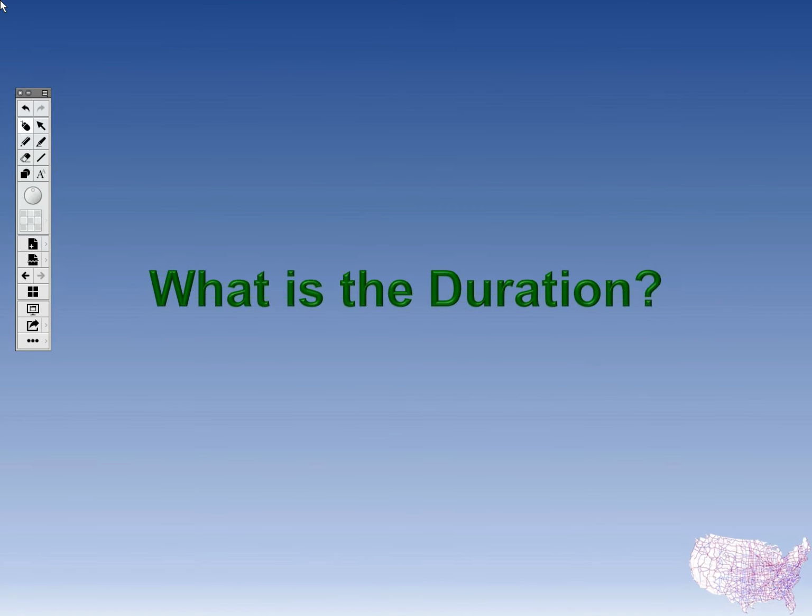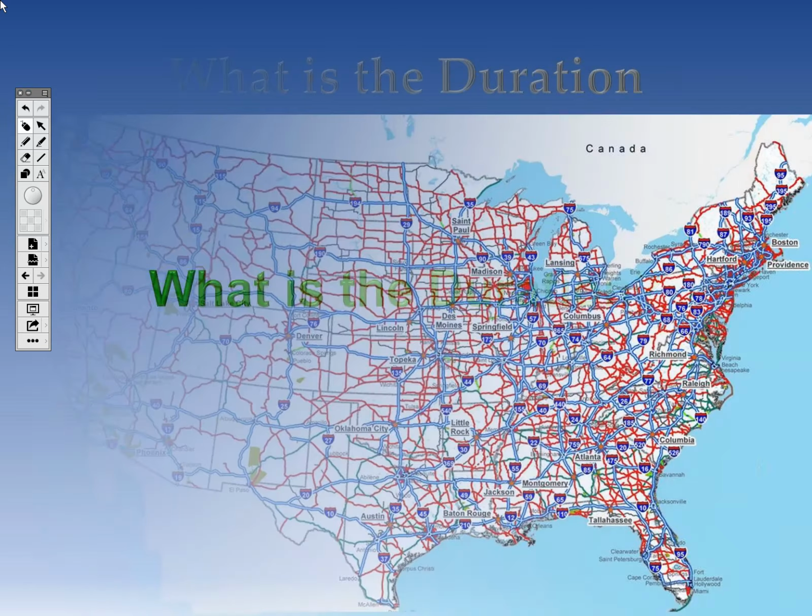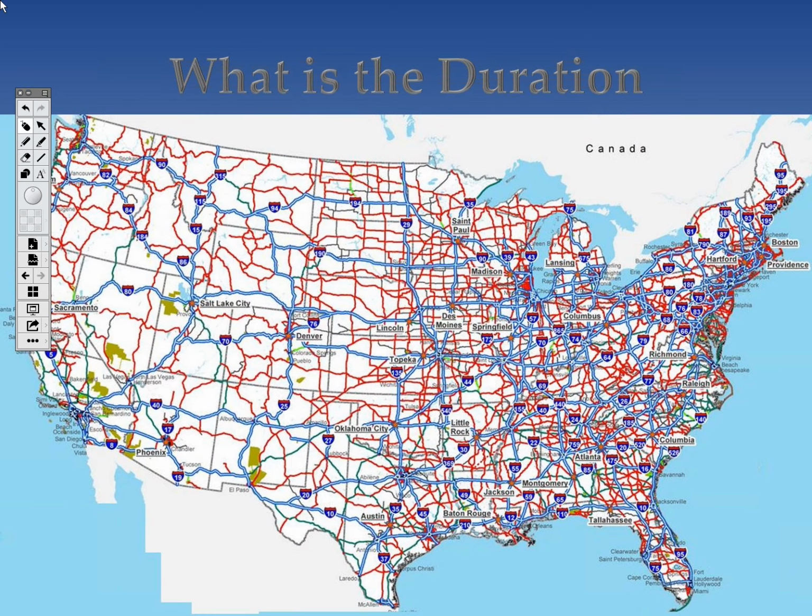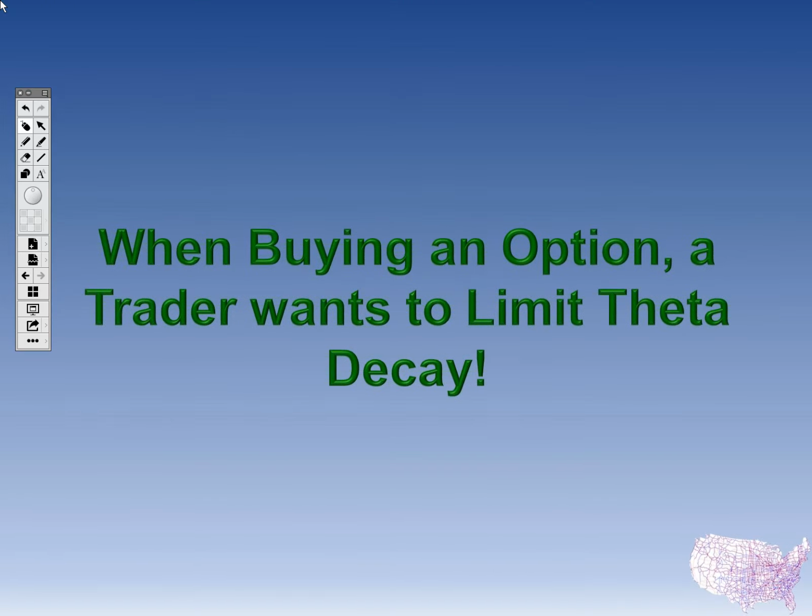Now, what's the duration? Well, like I said, we need to understand how the premiums are going to affect us. If we have low implied volatility, then we want longer duration because we want to limit that. If we have low volatility, we're thinking we need to buy an option. And if we've got to buy an option, I want to limit theta decay. How do you limit theta decay? You've got to go out further on the time horizon, right? Because theta isn't as aggressive.